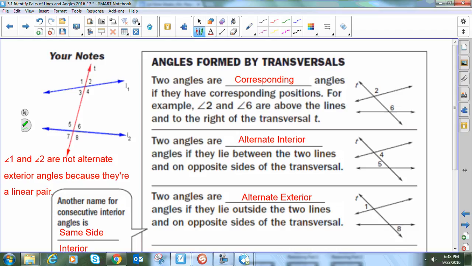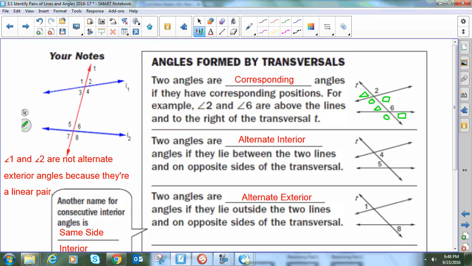Obviously, the 2 and the 6 are corresponding angles. So let's see if I can do this with symbols here. I'll put a triangle here and a triangle here to represent that those are corresponding angles. We'll put a circle here and a circle here, and let's do a quadrilateral and a quadrilateral. So all of those are types of corresponding angles. The next one, alternate interior.